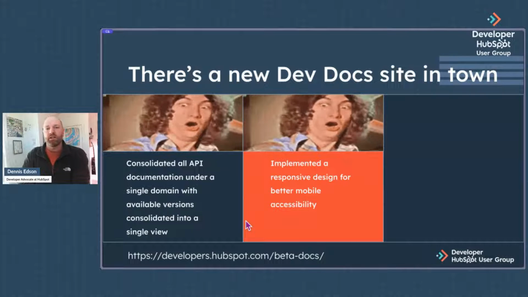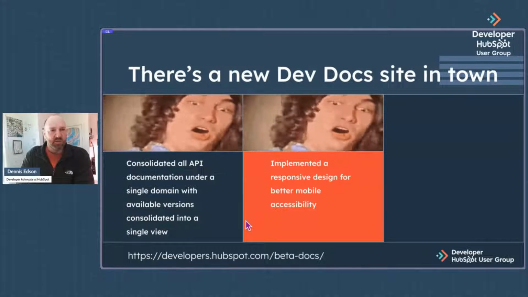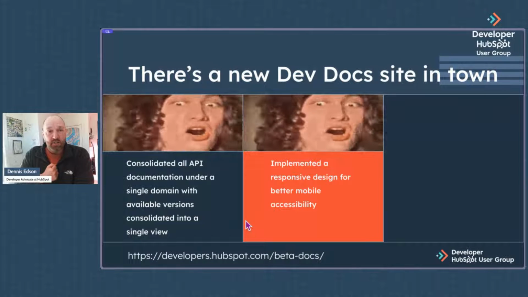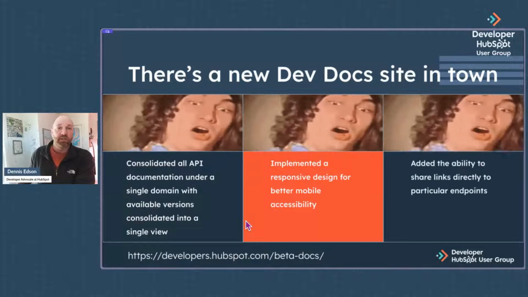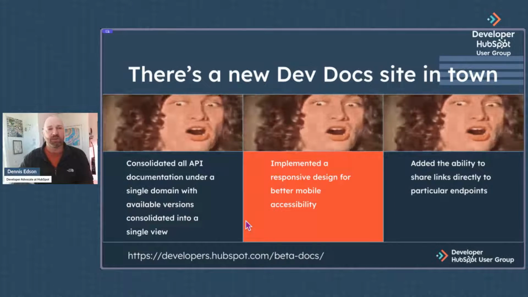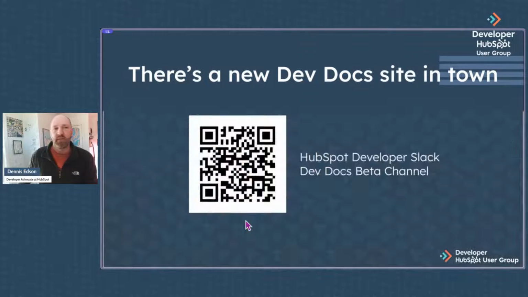How many times have you tried to look at something on your phone and it's impossible, useless? We've changed that. You can actually do it now. I love it almost as much as this third feature, which is the ability to share links directly to an endpoint. How many times do you try to share a link to an endpoint and you can't do it? Guess what? You can now.